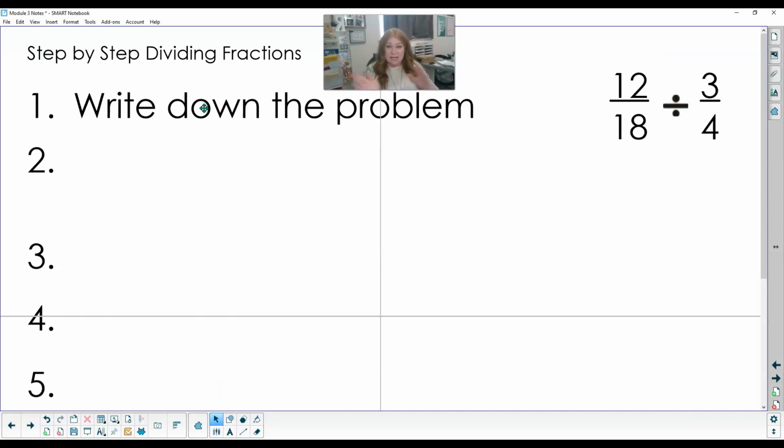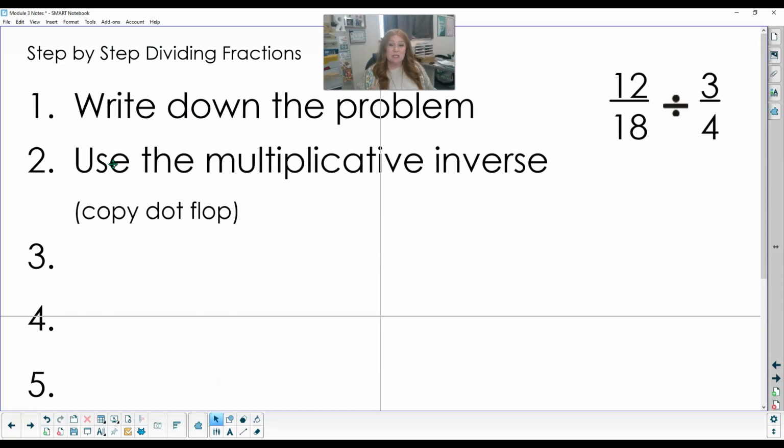Here we go. Just like it read. This is what I have. This is what I'm dividing by. Next, you're going to use that multiplicative inverse. You'll hear me say some words. Copy, dot, flop. I know some of your teachers may have taught you keep, change, flip. Same thing, but we're using that multiplicative inverse. They really are just canceling out and saying this still equals 1, but now we can do the problem a little nicer, right? 4 doesn't go into 18. 18 divided by 4 is not a nice whole number. I can do 12 divided by 3, but 18 divided by 4 is not as nice.